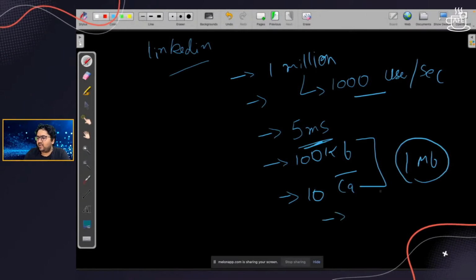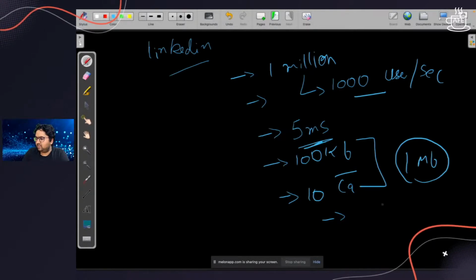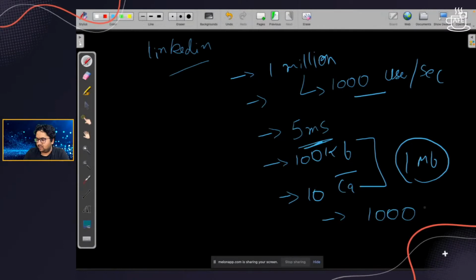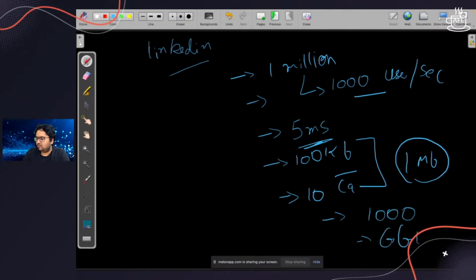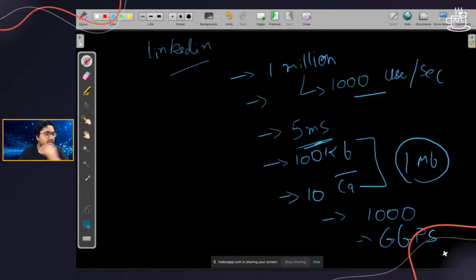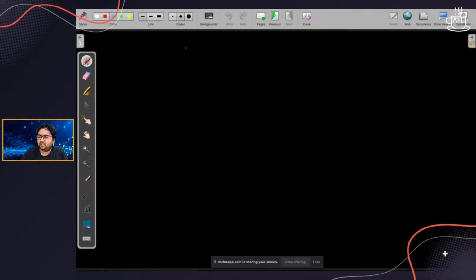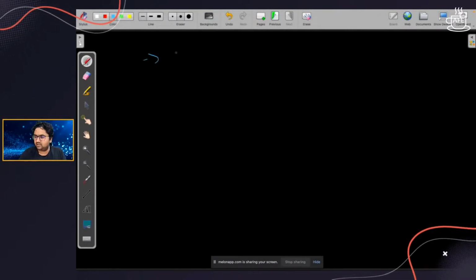Then we can try to calculate volume. If there's 1 MB per user per second, for 1000 users, it will be like 1000 MB per second. So we are talking about GB per second, right? And that's huge data. That's huge data. What else could be there? And we can then see how much storage LinkedIn needs.